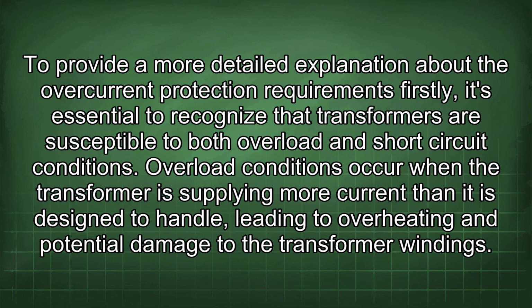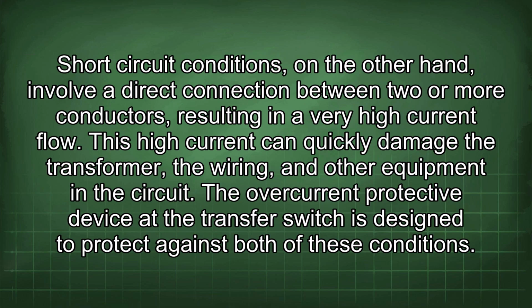To provide a more detailed explanation about the overcurrent protection requirements, firstly, it's essential to recognize that transformers are susceptible to both overload and short circuit conditions. Overload conditions occur when the transformer is supplying more current than it is designed to handle, leading to overheating and potential damage to the transformer windings. Short-circuit conditions, on the other hand, involve a direct connection between two or more conductors, resulting in a very high current flow. This high current can quickly damage the transformer, the wiring, and other equipment in the circuit.